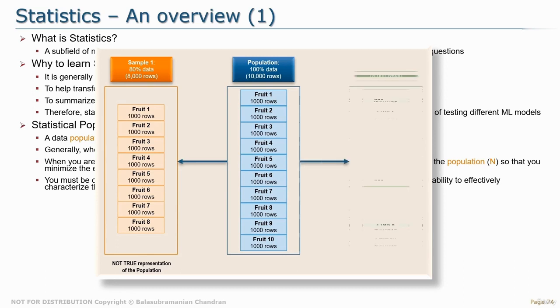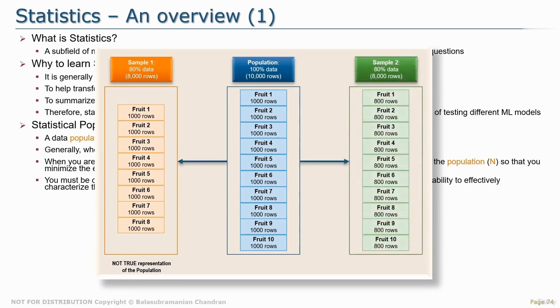On the other hand, say we select another sample called sample 2 with 80% of the population, that is 8,000 rows, same as sample 1. But this time we select 800 rows from fruit 1, 800 rows from fruit 2, 800 rows from fruit 3, and so on. This sample would contain the details of all 10 fruits, and hence it is the true representation of the population. Any analysis we do, any information we extract from this dataset, and any decision we make based on the extracted information will make sense and will be useful.